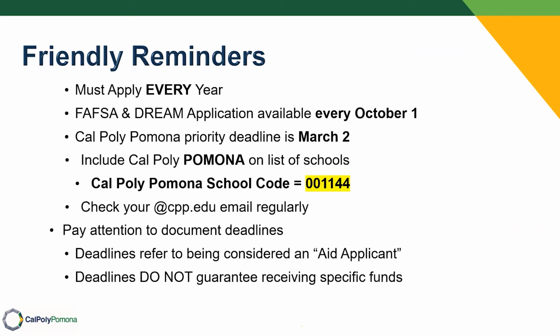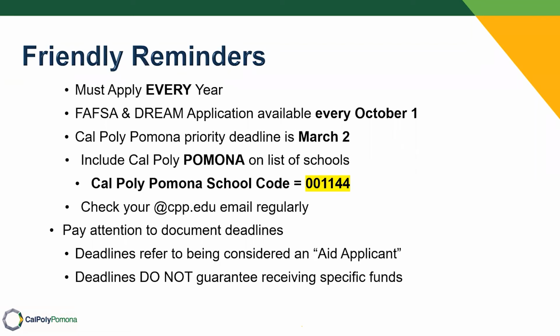This is important because there are now 3 Cal Poly campuses, and something students commonly did for the last several years was put the San Luis Obispo campus. So make sure that you see Pomona on your school listing, and make sure that our school code is there, and that is 001144. Make sure to check your cpp.edu email account regularly. You'll want to pay attention to document deadlines to make sure that you're completing and submitting items in a timely manner to know what your financial aid offers will be.